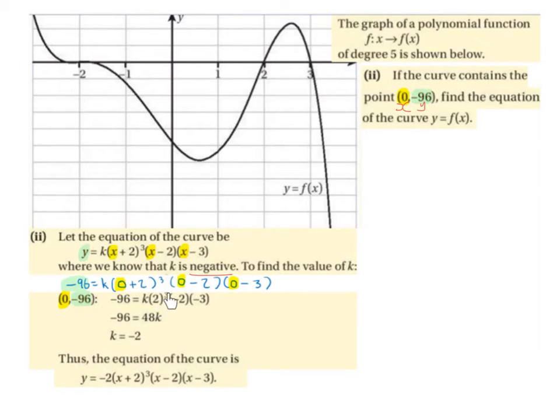So 2 cubed is going to be 8, because 2 by 2 is 4, by 2 is 8. 8 by -2 is -16, and -16 by -3 is going to be positive 48. So we get -96 equals 48k. So -96 divided by 48 is going to be -2. So k is equal to -2. Thus, the equation of the curve is y equals -2 times (x plus 2) cubed times (x minus 2) times (x minus 3). We've got k equal to -2, so we swap that k in front for -2.